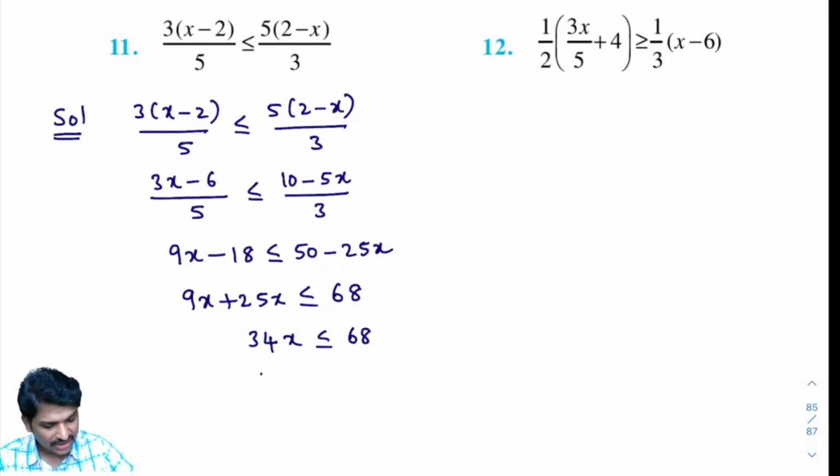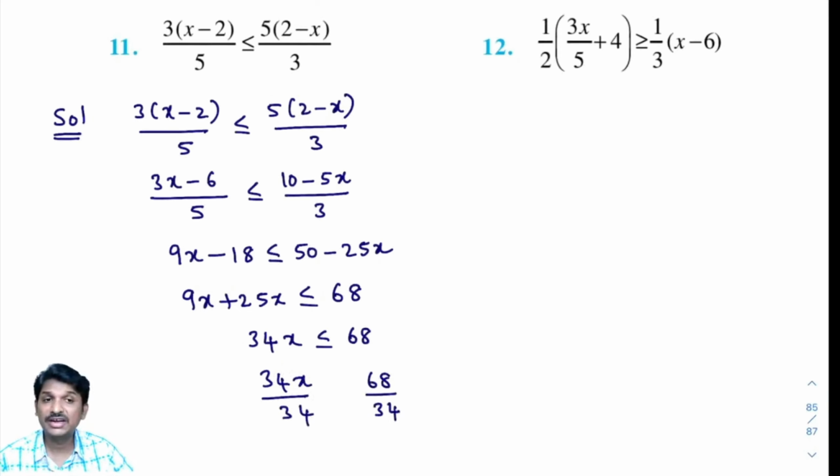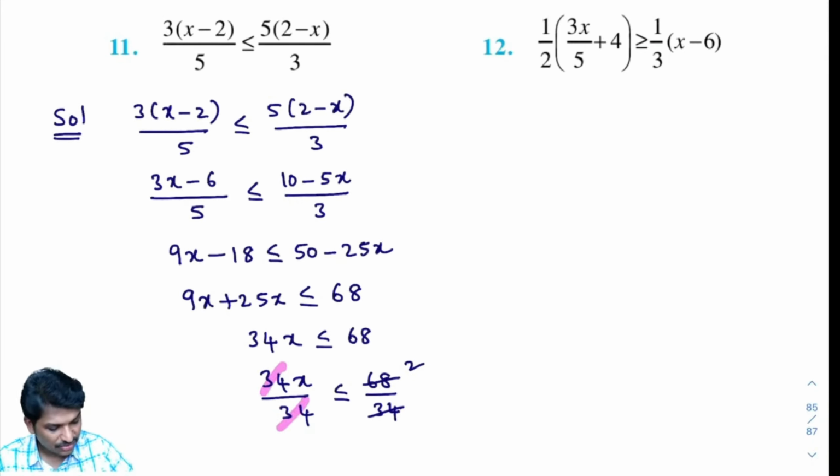For an inequality, if you divide with a positive real number, does the inequality sign remain the same or change? For an inequality, if you multiply or divide with a positive real number, the inequality sign remains the same. That means here less than or equal to is there, and it remains less than or equal to only. Here this 34 will get cancelled. 34 in this 68 is 2 times. Correct? Yes, 2 times. So what you will get? x less than or equal to 2.